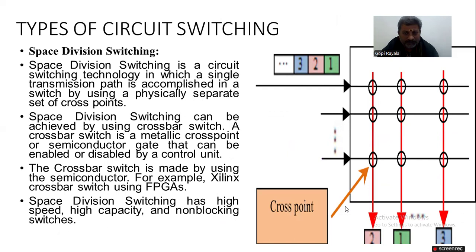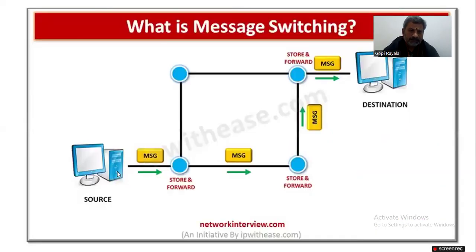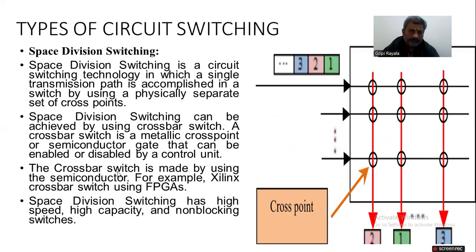And types of circuit switching. The first one is space division switching. And the second one is crossbar switching. Okay, there are two types: space division and crossbar switching. These are the types of circuit switching.